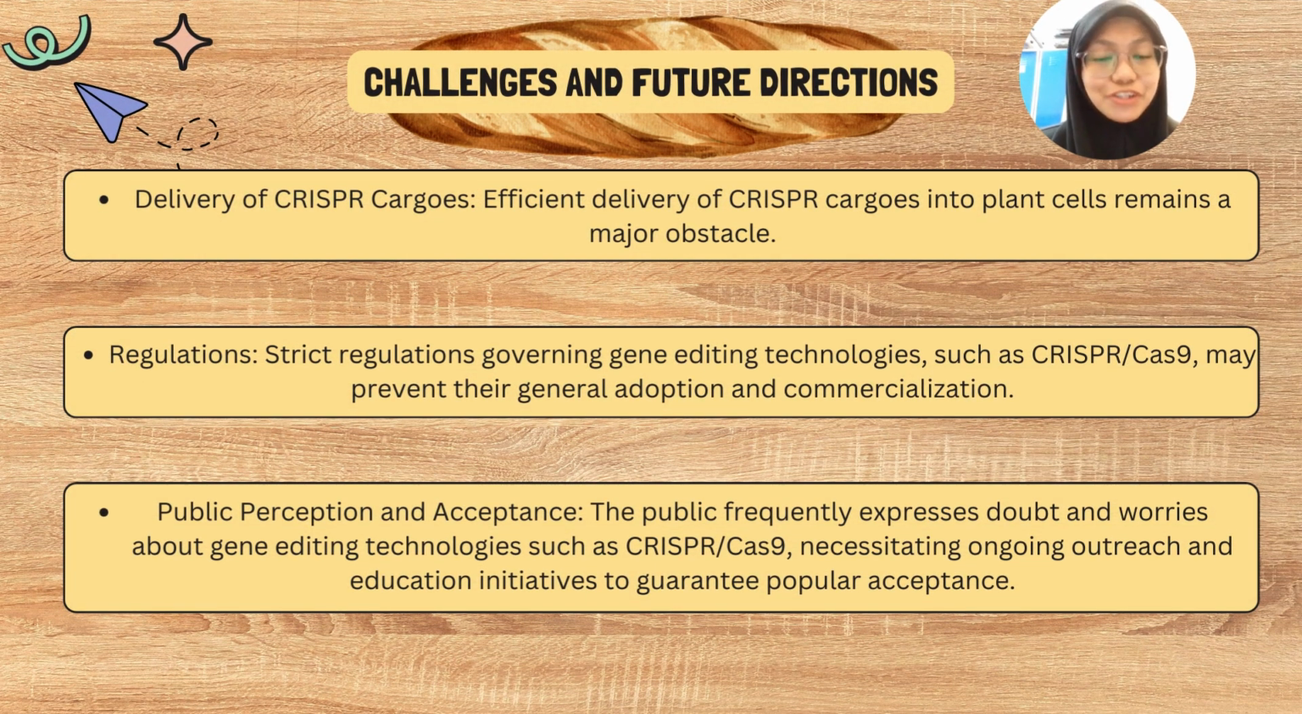For the challenges and future directions, the first one is delivery of CRISPR cargoes, in which efficient delivery of CRISPR cargoes into plant cells remains a major obstacle. Second, regulations, where strict regulations governing gene editing technologies such as CRISPR or Cas9 may prevent their general adoption and commercialization. And the third one is public perception and acceptance. The public frequently expresses doubt and worries about gene editing technologies such as CRISPR or Cas9, necessitating ongoing outreach and education initiatives to guarantee popular acceptance.